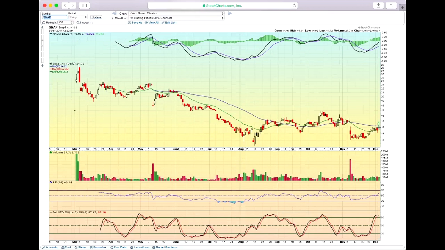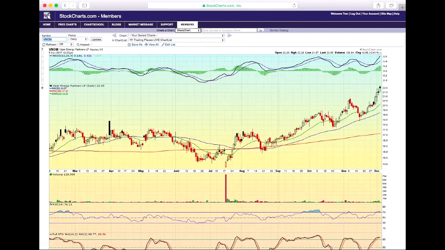And then one other upgrade, VNOM, which is Viper Energy Partners, got an upgrade. And I think this is pretty interesting because we have broken out. We have a beautiful uptrend in play. Only problem we have really here is just that we're overbought. And you can see that the RSI, you don't know how high it's going to go, how long we're going to be overbought. But you can see from back in mid-October that if you time it wrong and you chase an overbought stock, it can be painful in the short term.